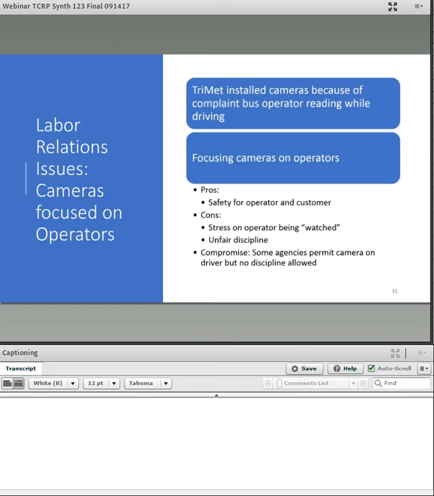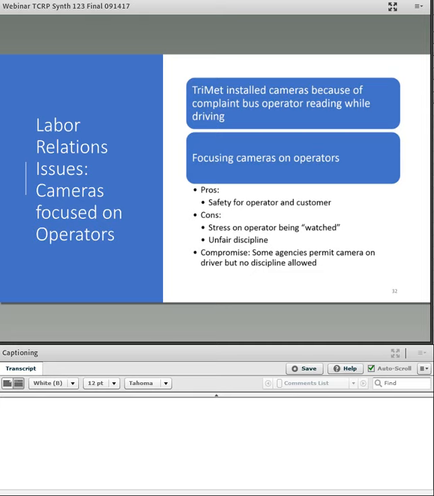Apart from the legal issues, we had labor relations issues. And as I mentioned before, that's cameras focused on the operators. TriMet out in Portland actually installed cameras because of a complaint of a bus operator reading while driving. So there are pros and cons to focusing cameras on buses. The pros are the obvious ones, the safety for the operator and the customer. The cons are stress on the operator being watched, and unfair discipline that wouldn't have been picked up otherwise.